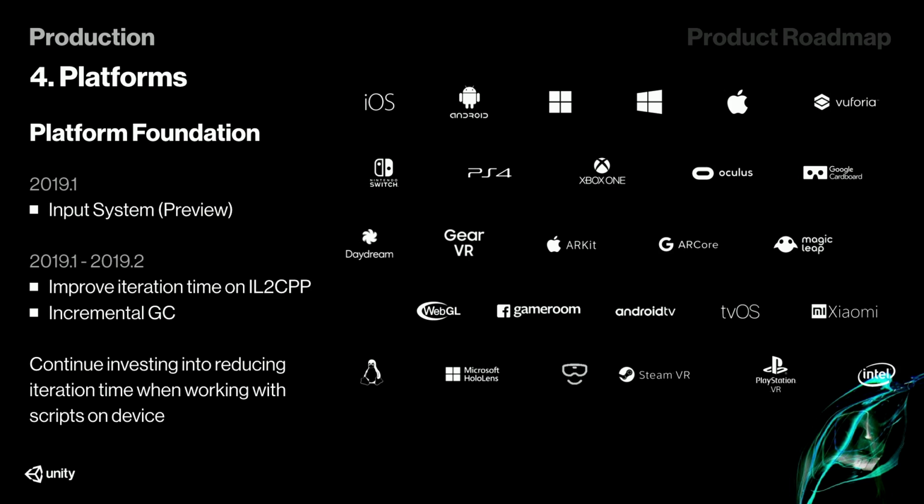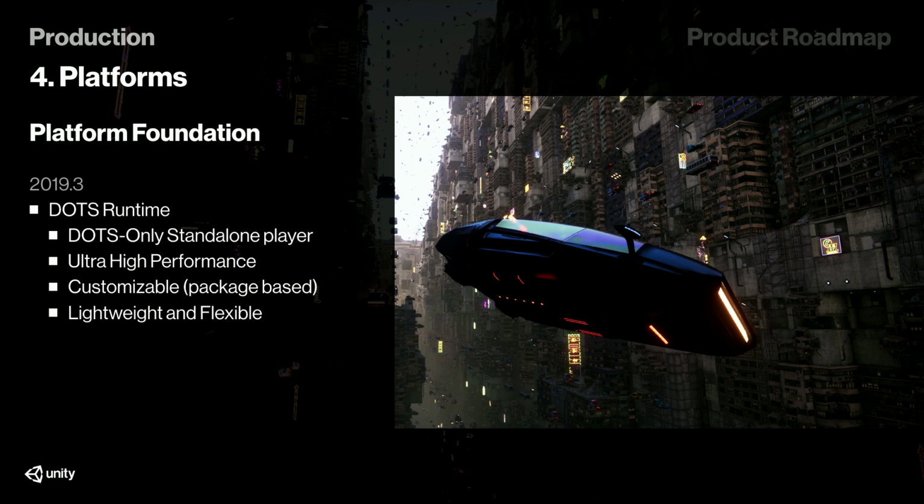So our platform foundation. The first thing to mention is our input system. That's ready in preview, so check that out. It's really useful. We're going to talk about that in more depth in a moment. And in 2019.1 and .2, we're improving a lot of iteration time on IL2CPP and also bringing you improvements to incremental garbage collection. And we're going to continue investing in reducing that iteration time across all devices. So look out for a lot of speed improvements throughout this year.